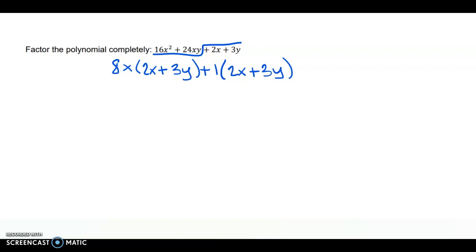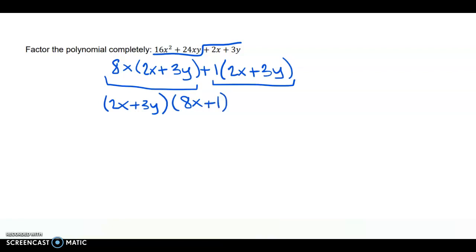So now what we're going to do, we have one term here and we have one term here. We have 2x plus 3y in each term, so we're going to factor out 2x plus 3y. Now the first term right here, we're left with just 8x. Put that in a parenthesis. The second term, we're just left with a positive 1. So 8x plus 1. So this will be our final answer.